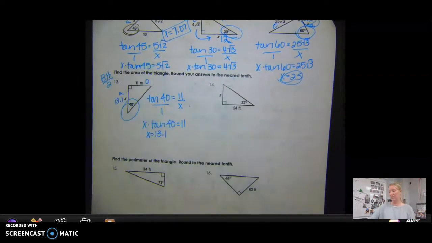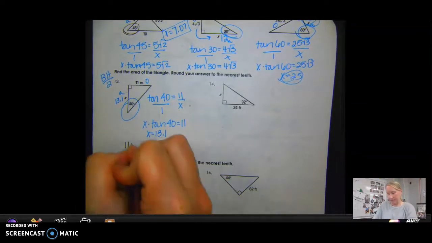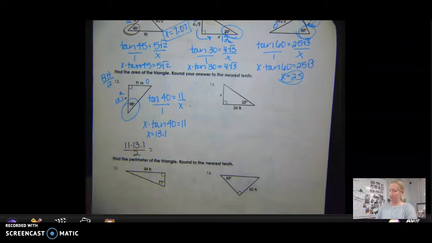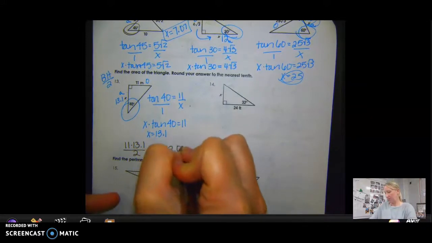So now what I'm going to do to find the area is I'm going to do 11, the base, times the height, 13.1, because that's what makes the 90-degree angle. Divide by 2. So 13.1 times 11, divide that by 2. And I get 72.05.